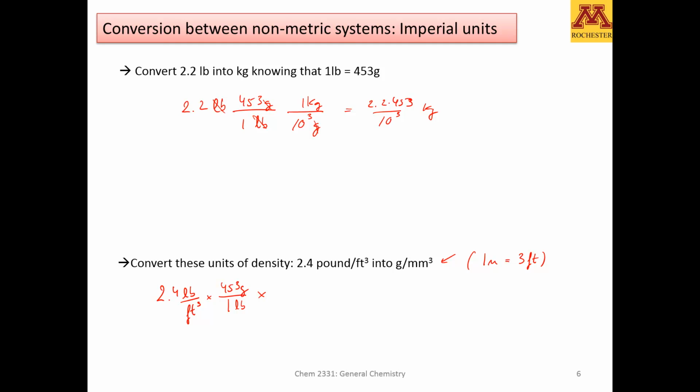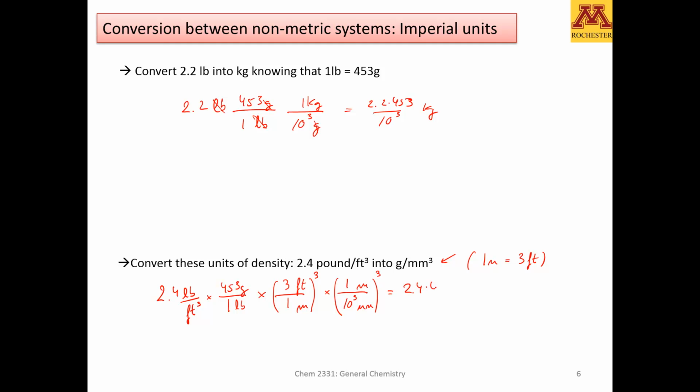Let's see. We're going to convert first the cubic feet into cubic meters. Feet are at the bottom, so I'm going to put it up here, and I want meters here. This is 3, this is 1, but it's cubed, so I have to make it cubed. And how do we convert cubic meters into cubic millimeters? If you don't remember, know that 1 meter is 10 to the 3 millimeters, but I want it cubed. Hopefully you can follow all this with some practice.